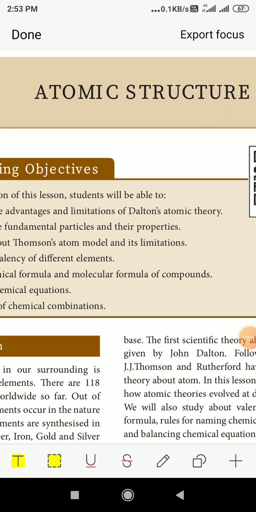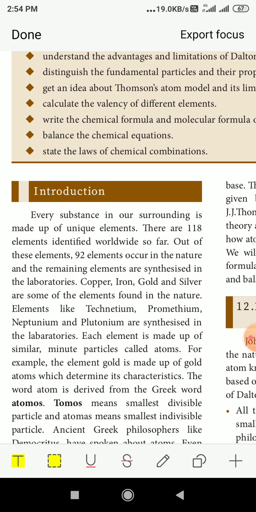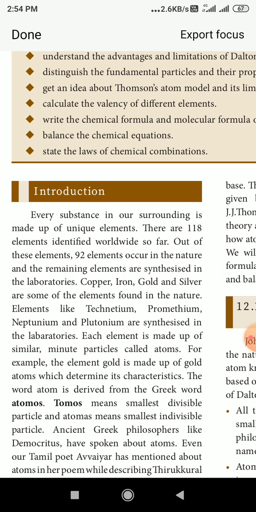Today we are going to start with the second term portions. In that, the lesson is atomic structure. In atomic structure, you know already that 92 elements occur in nature, and the remaining elements are made in the laboratories. Out of the 118 elements worldwide, 92 elements occur in nature, and the remaining elements are synthesized in the laboratories.